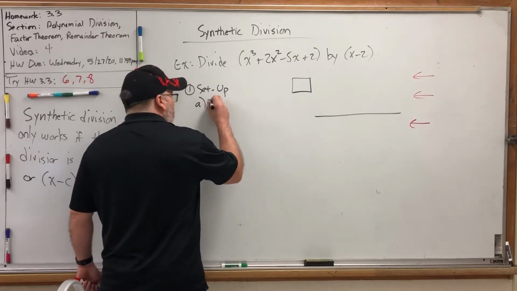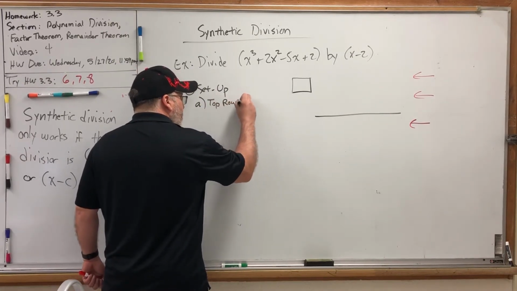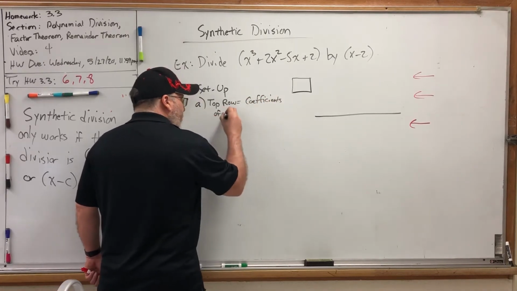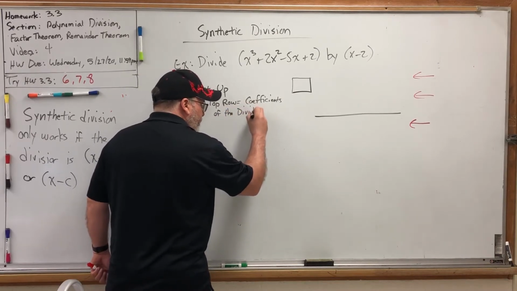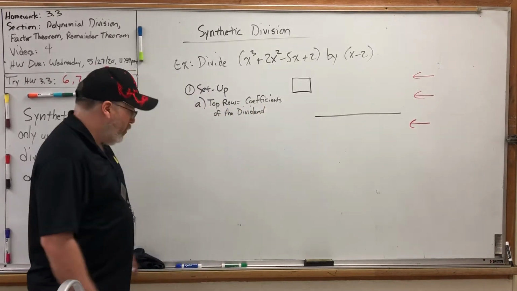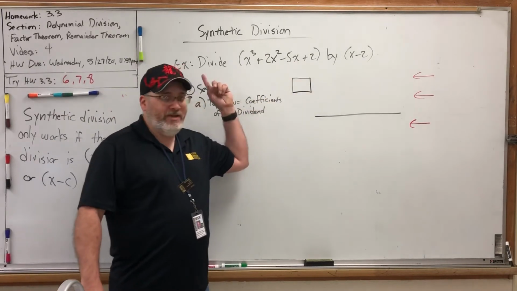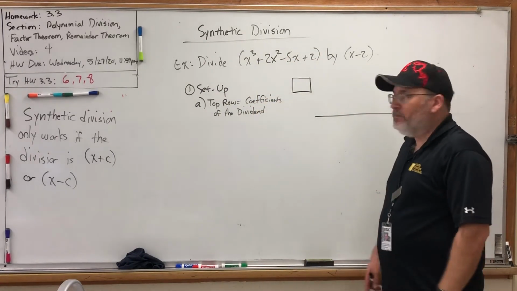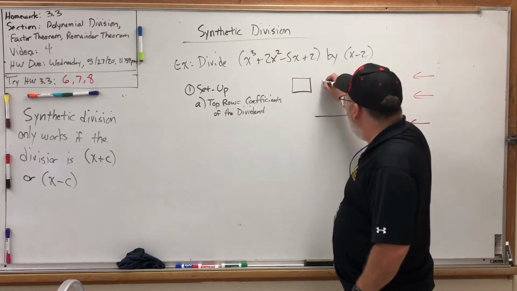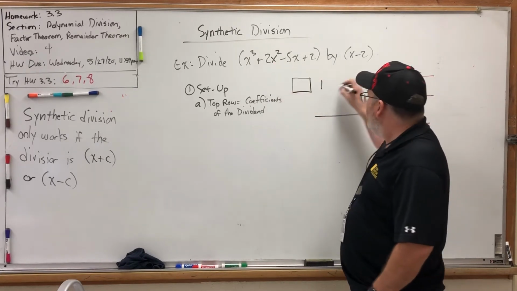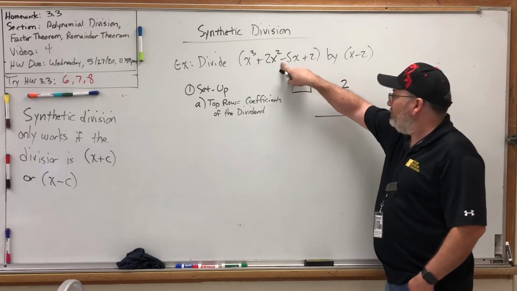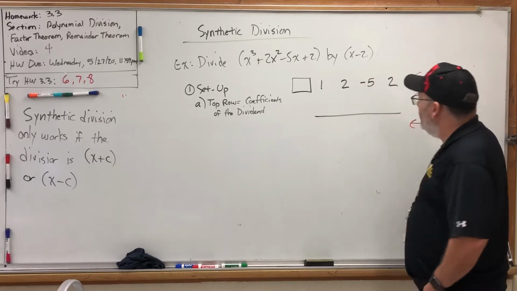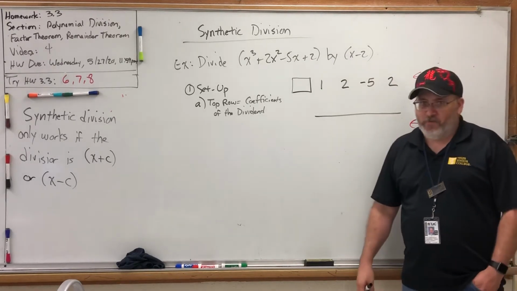The top row equals the coefficients of the dividend. So in other words, you look at the polynomial you're dividing into, and you rip the coefficients out of it from left to right. So for example, the coefficient of x cubed is 1. The coefficient of x squared is 2. The coefficient of x is negative 5. And you even bring down the constant term, which is a 2.